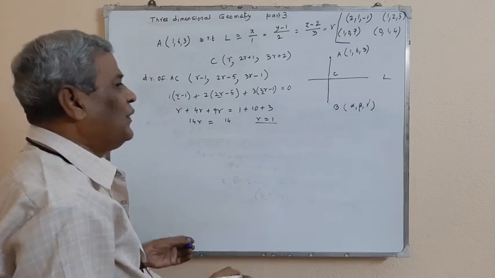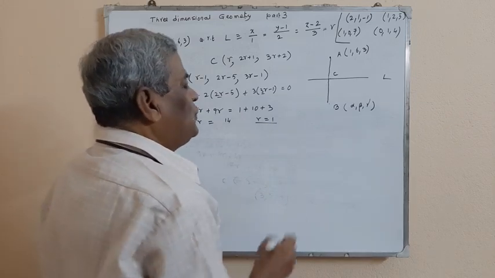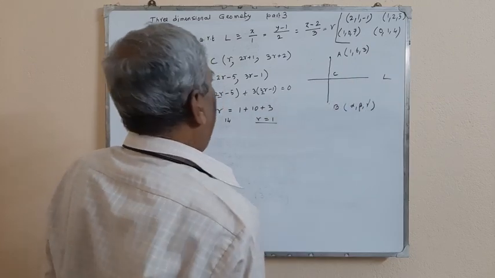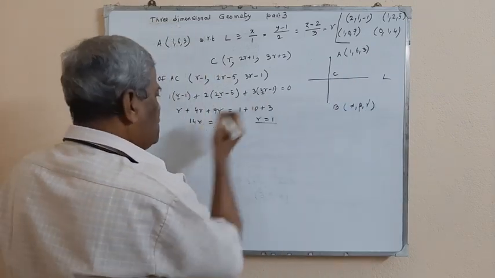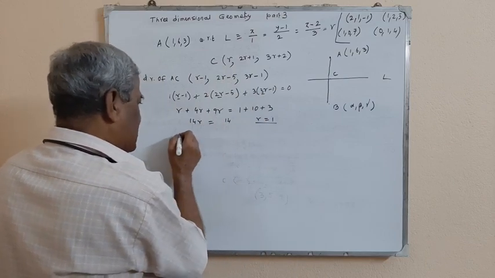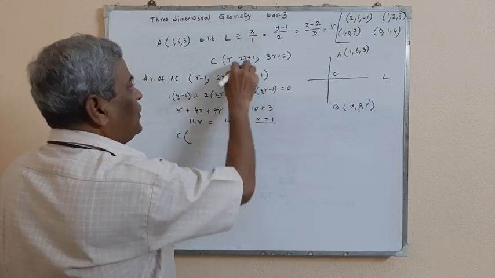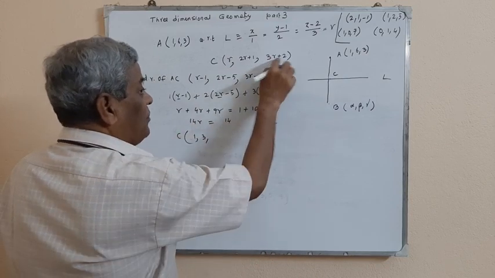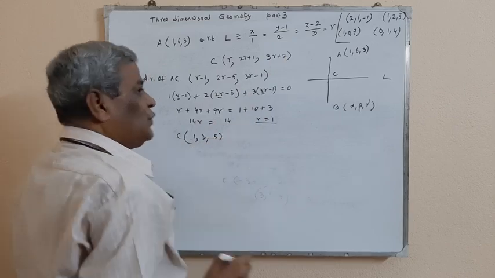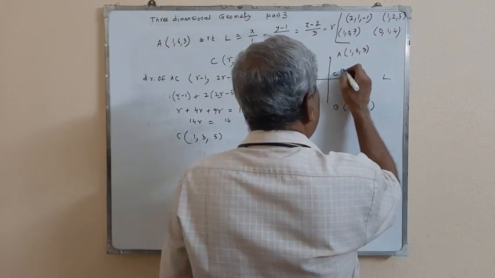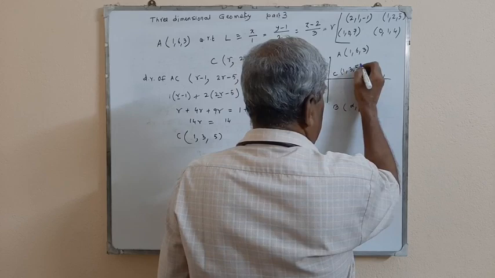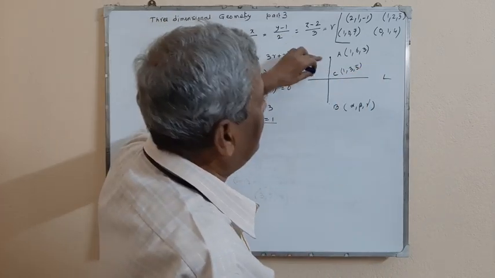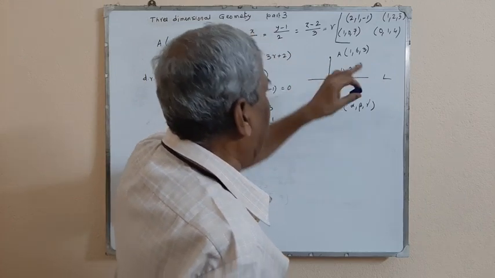So now it is clear that for R equal to 1, this point C lies on that line L. So the coordinate of C in that case, putting R equal to 1, is (1, 3, 5). So C is equal to (1, 3, 5). Now this is actually the foot of the perpendicular from this point to L.